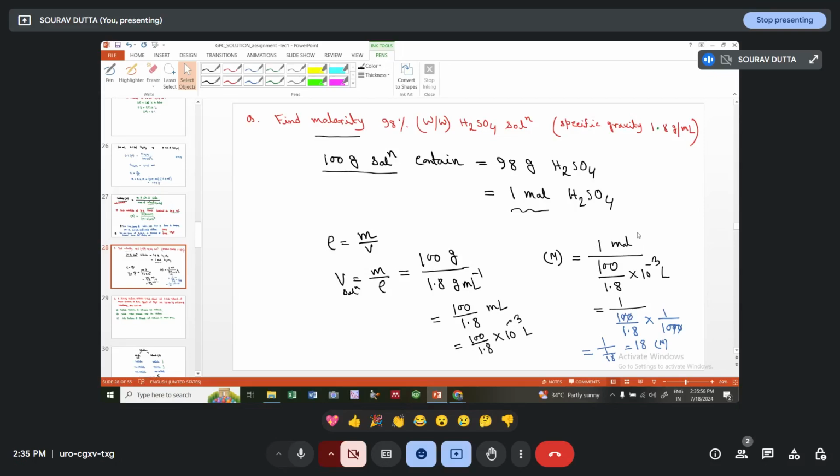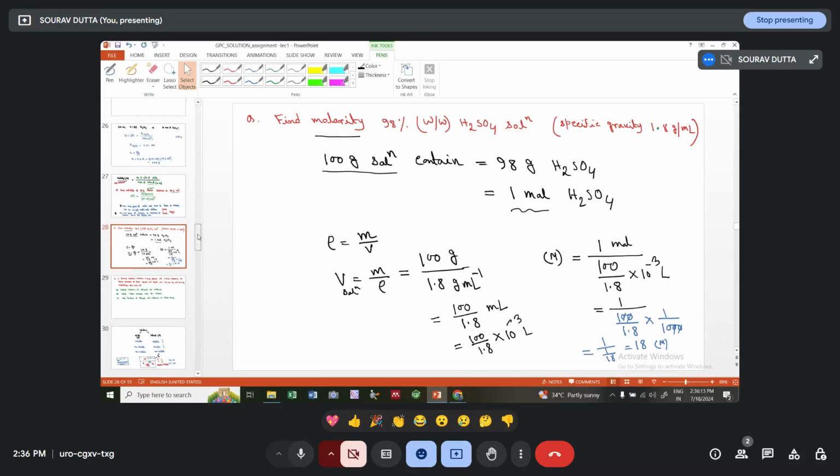So the mole number of the solute is 1 mole divided by the volume of the solution in liter, 100 by 1.8 into 10 to the power minus 3. If you calculate it, you will get 18 molar. So from weight by weight type of percent concentration, molarity can be calculated in this way.